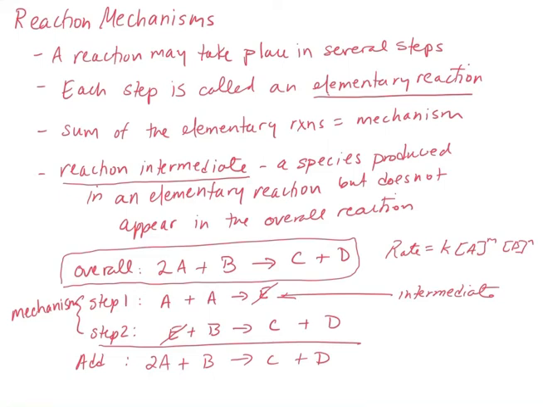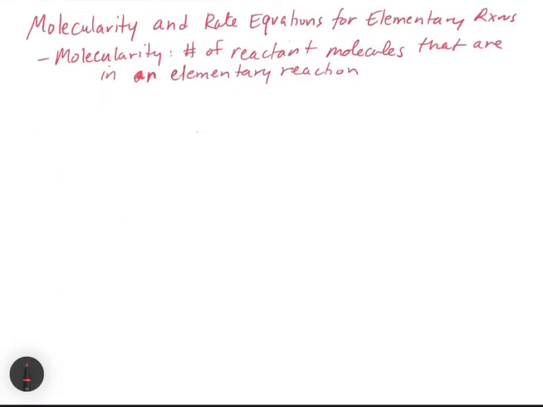Now the second thing we're going to look at is what we call molecularity and how we write rate equations for elementary reactions. Molecularity is the number of reactant molecules that come together and react in an elementary reaction. This is going to be very important for how we write rate equations for elementary reactions. Let's work through what molecularity is and how we write the rate equations, and then we'll apply what we're learning to the mechanism we had on the previous page.